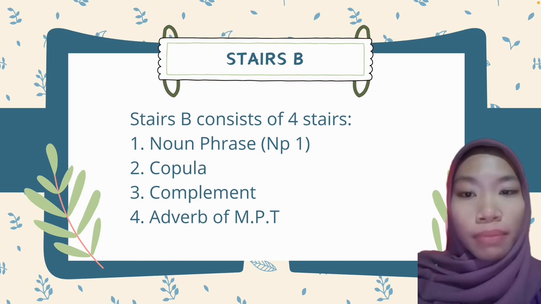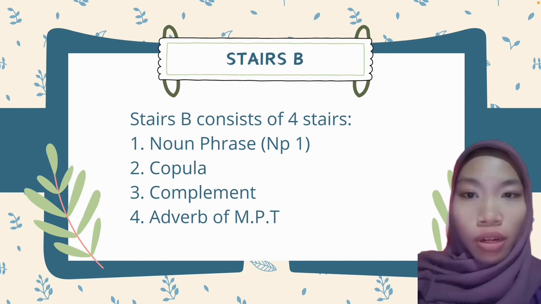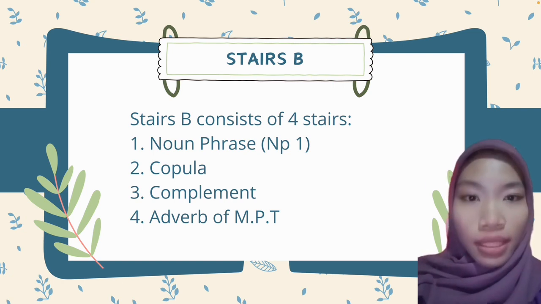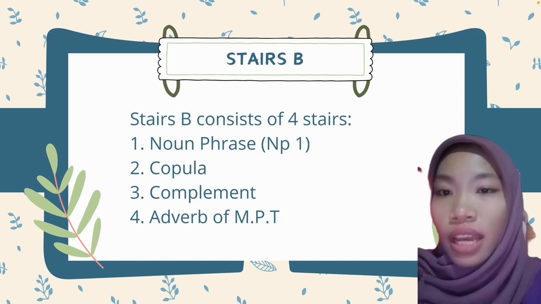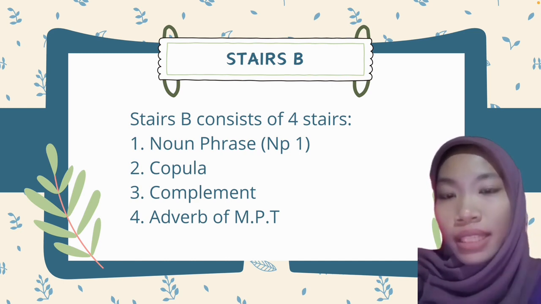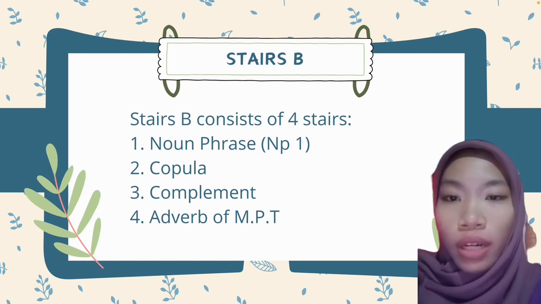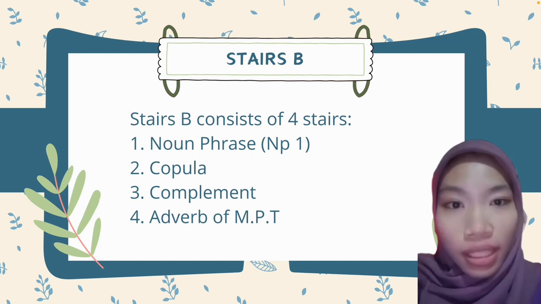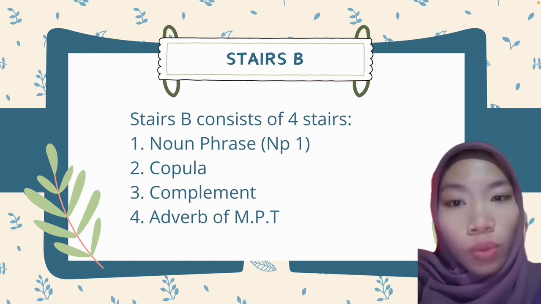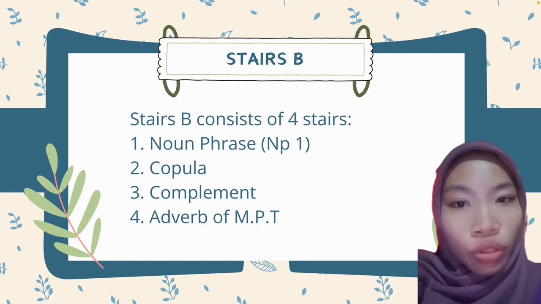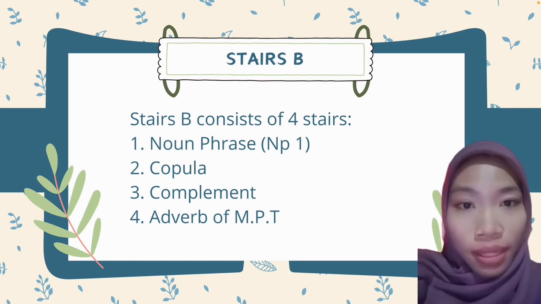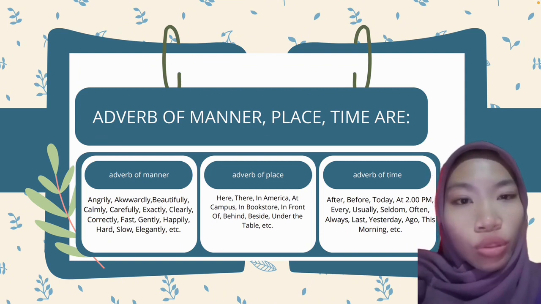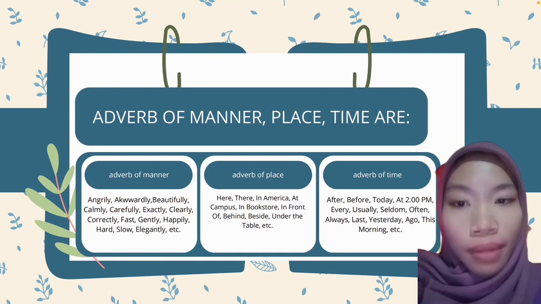Third is complement. Complement is a verb or series of words that serve to complete a sentence. The last is adverb of manner, place, and time. An adverb is an explanatory word that can help clarify a sentence in English. Adverb is one of the kinds of words used to modify verbs and properties. In Stairs B, the adverb is divided into three: manner, place, and time.